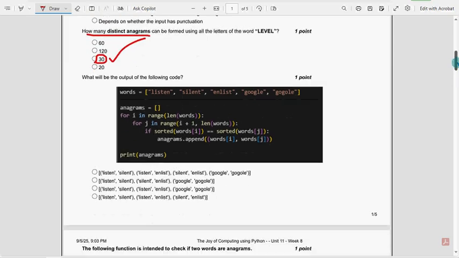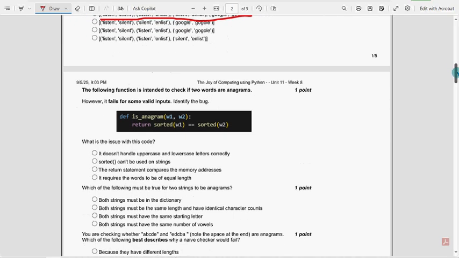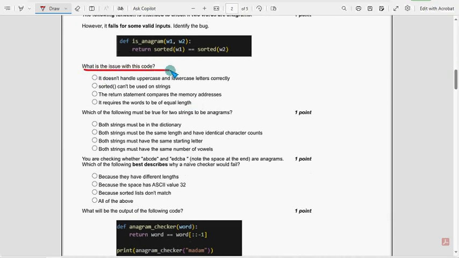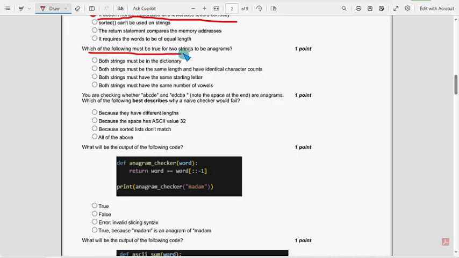Next, moving on to the fifth question. For the fifth question, the first option is the probable solution. Next, the sixth one: what is the issue with this code? For the sixth question, the first option is the probable solution. It doesn't handle uppercase and lowercase letters correctly. Next: which of the following must be true for two strings to be anagrams? For the seventh question, the second option is the probable solution. Both strings must be the same length and have identical character counts.